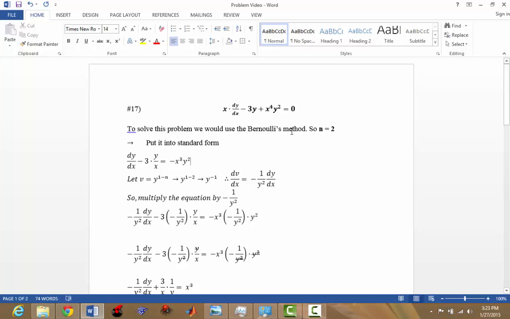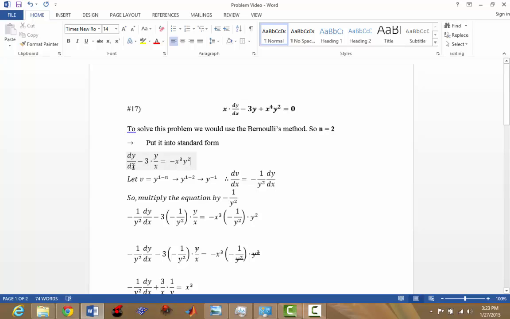To solve using Bernoulli's, we have to know what n is for this equation. And n is 2. How do we know n is 2? We know n is 2 because the power of y is 2. Once we have determined what n is, looking at this equation, we'll put it into the standard form.